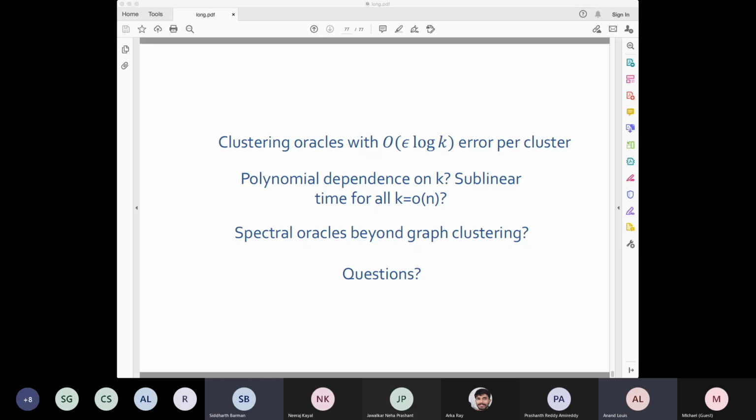Yeah, just a quick question, Michael. So for the testing problem, life is much easier, right? It probably subsumes whether there are k clusters and so on. So I'm just trying to understand how things would become simpler if the goal was just to test whether the graph has k clusters.